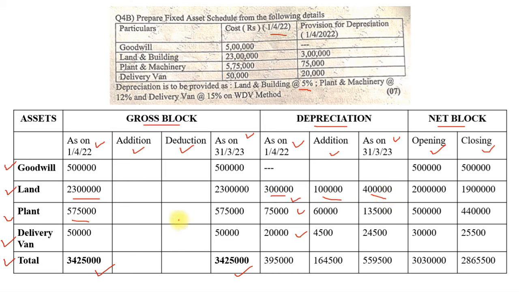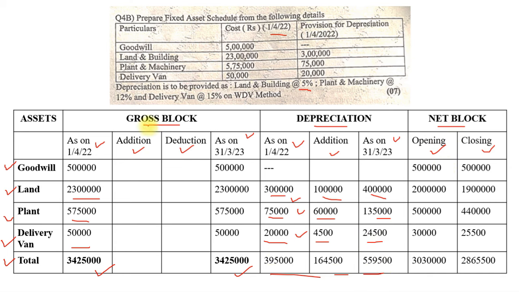Similarly, for 5 lakh 75,000 we subtract 75,000, so it becomes 5 lakhs. 5 lakh into 12% is 60,000. 60,000 plus 75,000 is 1 lakh 35,000. Again, 50,000 minus 20,000 is 30,000. 30,000 at 15% is 4,500. You add up, we get 24,500. And then the total of each.